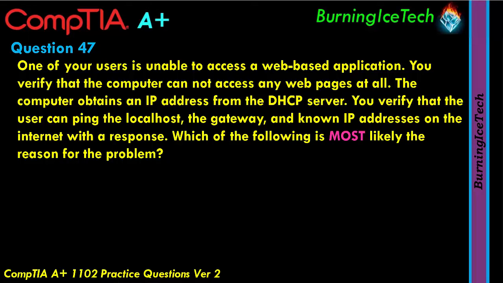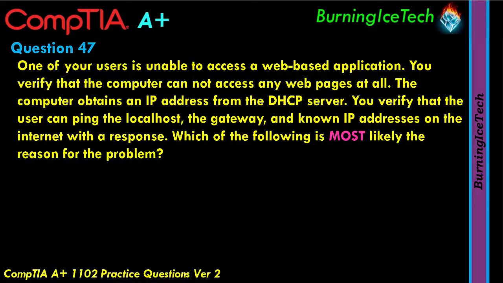The computer obtains an IP address from the DHCP server, so that's good. You verify that the user can ping the local host, okay. They can ping the gateway, and they can ping any known IP addresses on the internet with a response. Okay, cool. So they can actually reach the internet. So when this user pings the local host, that's themselves, that works. They can ping the gateway, so that's probably the router. So up until the router, everything is fine. And they can even ping things on the internet via the IP address. So that means you do have internet access, you just can't load pages. So we know for a fact there's internet, just can't load pages.